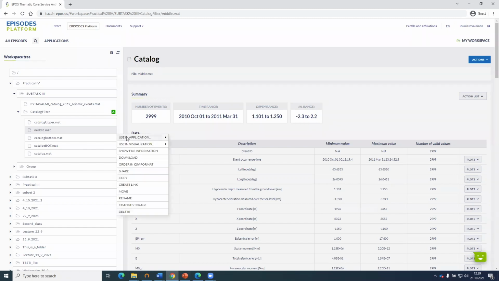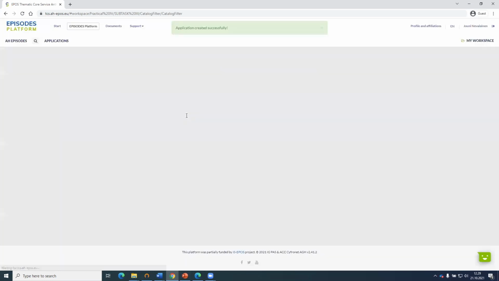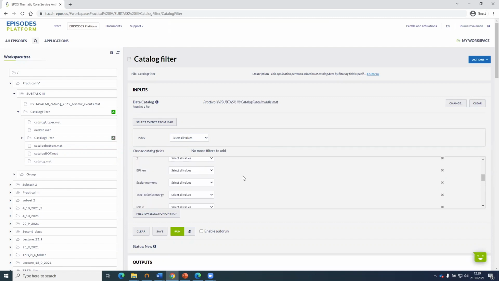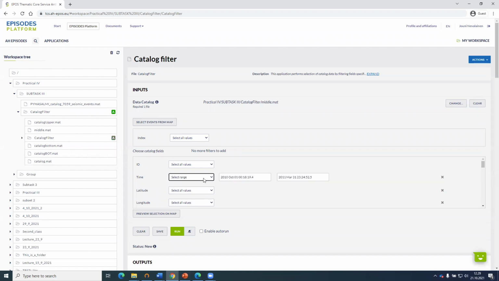So we can use this again in the application, catalog filter, and do a refilter on this catalog. And of course we could filter both the depth or the jet component and the time range at the same time. It can be done. But now we have all those events that we had in the filtered catalog, and we just use the time to change it. And we will take the first half of the episode, which is from October to the end of the year.